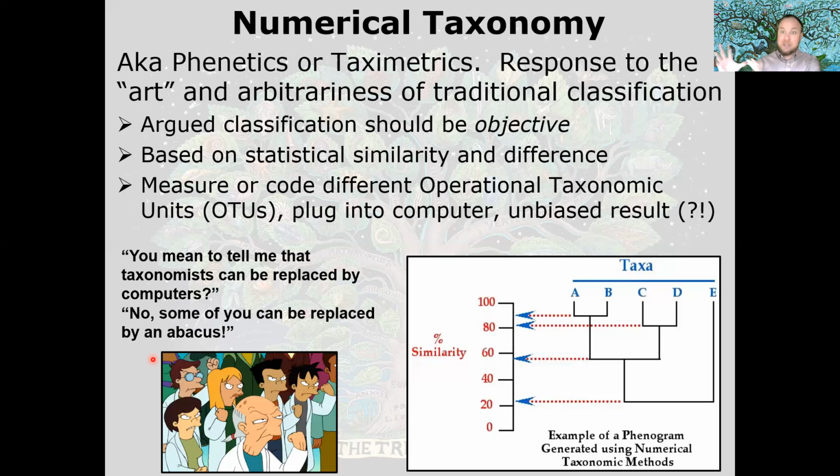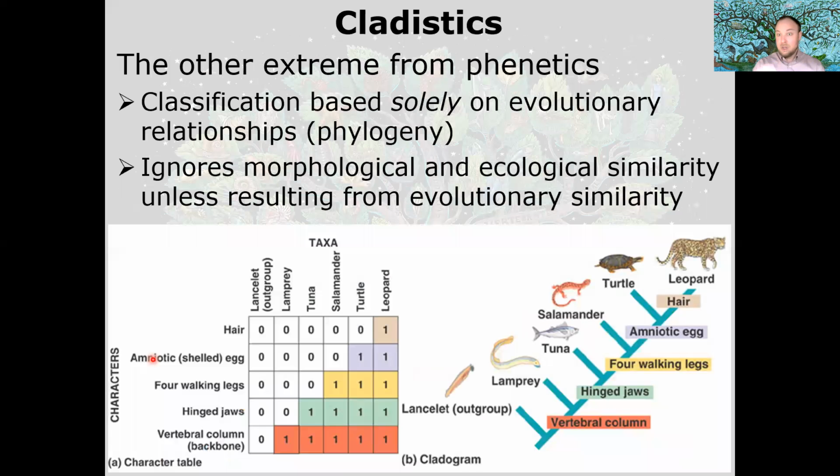Computers were the wave of the future, like, get out of the way, we're coming through, we've got the right answer. And it turns out that it was sort of a passing fad. It didn't solve a lot of problems. So a more modern approach, sort of the extreme from phonetics, is cladistics. Phonetics lumps morphological characteristics, shapes, sizes, features. Cladistics bases only on the evolutionary history, and traditional taxonomy does a little bit of both.